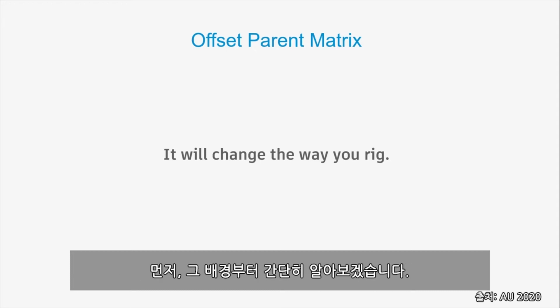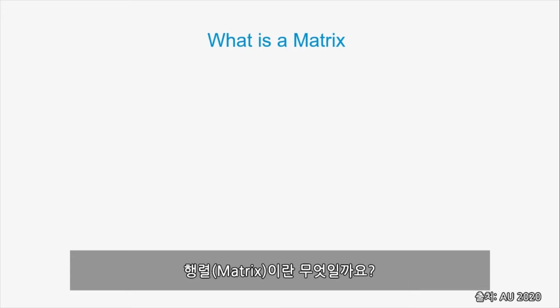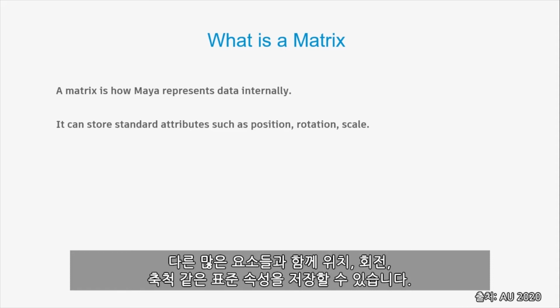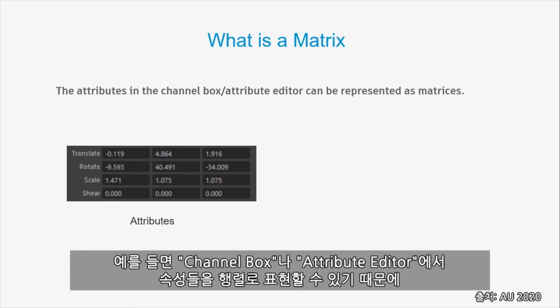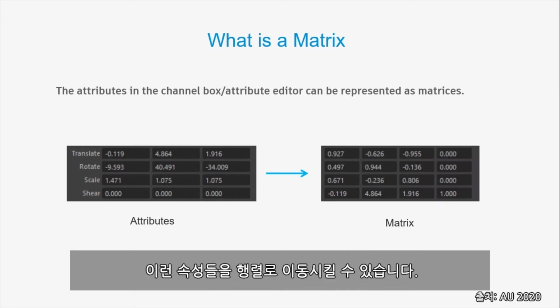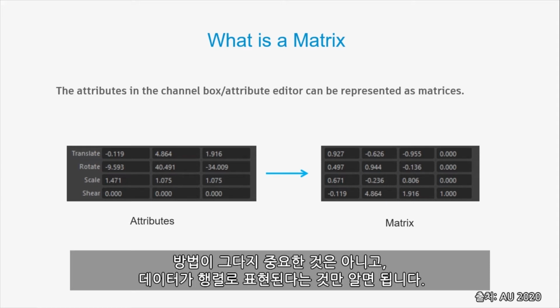So let's start off with a little bit of background. What is a matrix? Well, in Maya, a matrix is how Maya represents data internally. It can store standard attributes such as position, rotation, and scale, along with a lot of other stuff. So, for example, the attributes in the channel box or the attribute editor can be represented as matrices. So here we have some attributes for translation, rotate, and scale. And those can be translated into a matrix. Now, how this is done really isn't that important, but just know that this data is represented as a matrix.